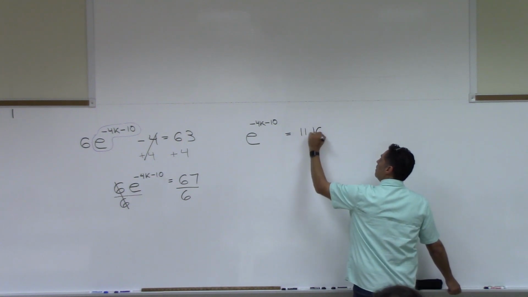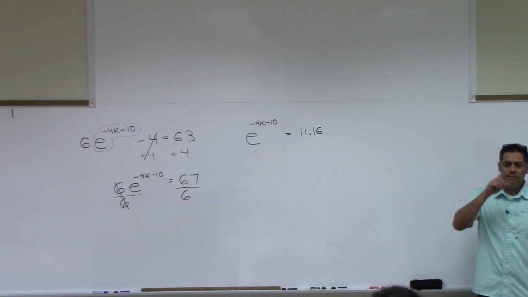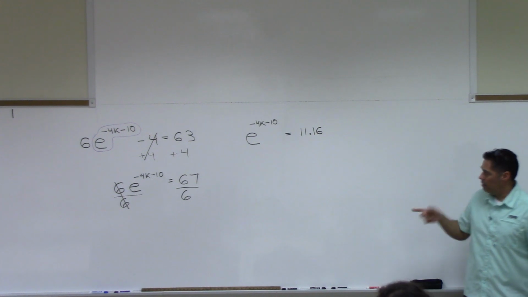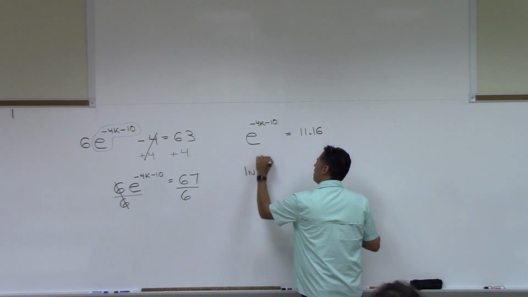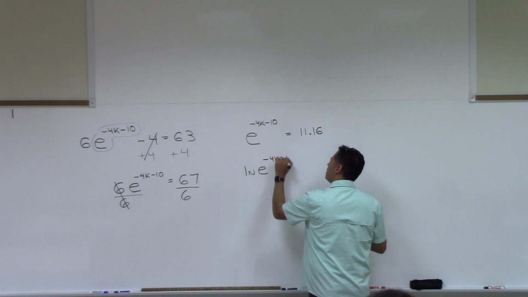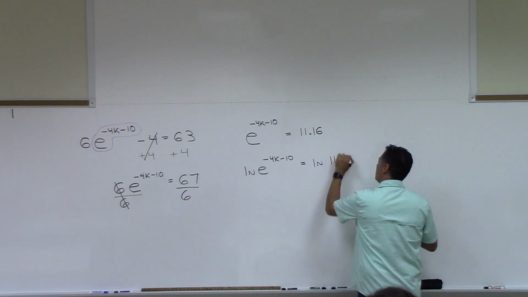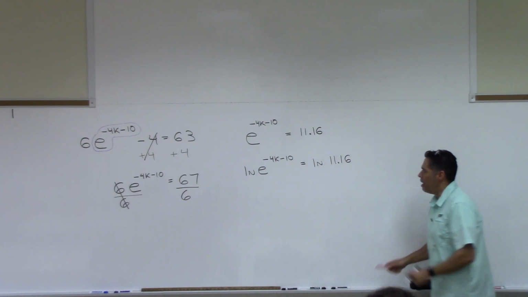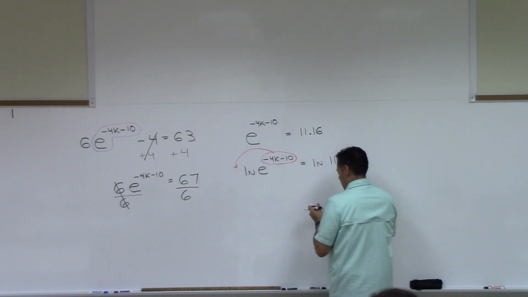11.16, right? Are we good? Now what? Natural log. Natural log so we can drop. So natural log of e to the negative 4k minus 10 equals natural log of 11.16. And then we drop it, right? Bring this, drop it out.